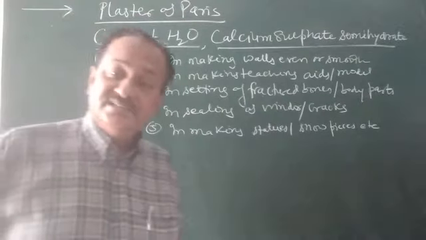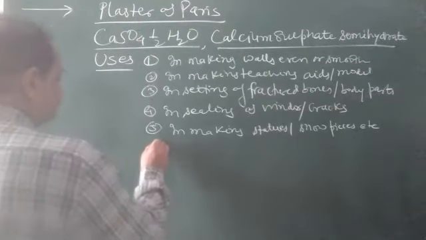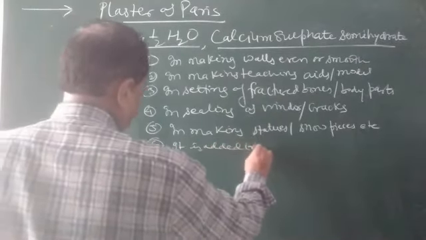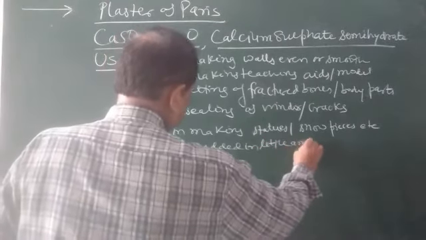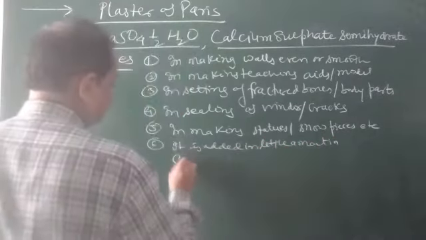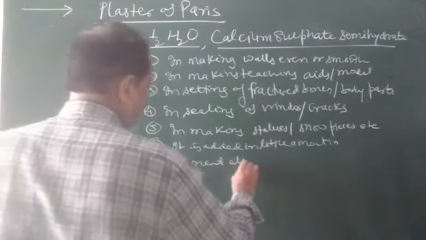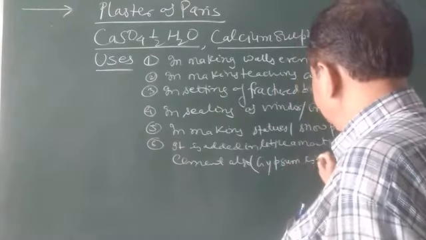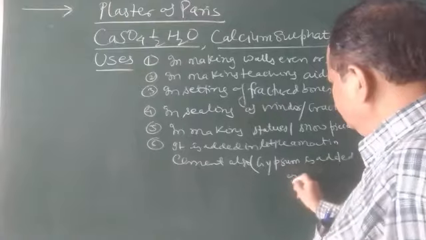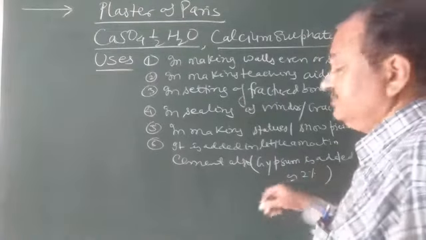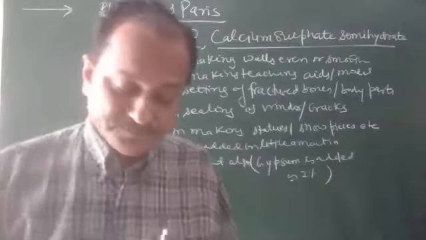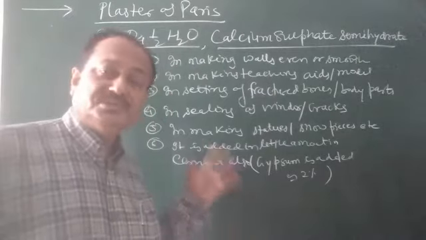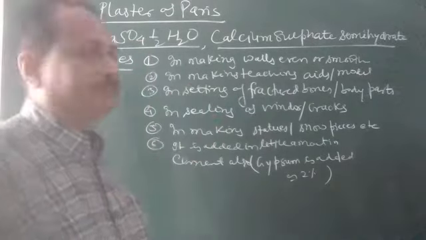It is added in cement also in little amount. Actually, in cement, gypsum is added, around 2%, and when gypsum is heated, it forms POP. And so this is about the very important Plaster of Paris.